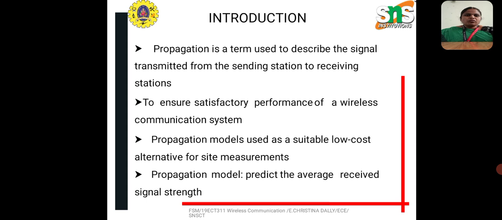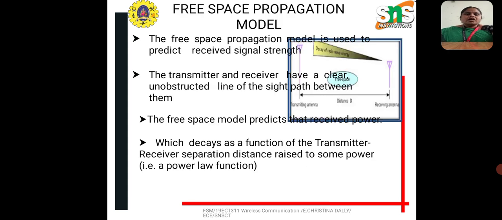It will be of low cost, and the propagation model is used to predict the average received signal strength. So this is the free space propagation model diagram. It is used to predict the received signal strength when the transmitter and the receiver have a clear, unobstructed line of sight between them, and it predicts the received power, which decays as a function of the transmitter-receiver separation distance.